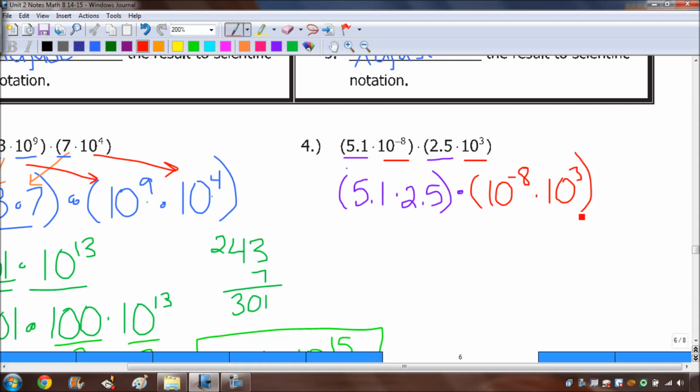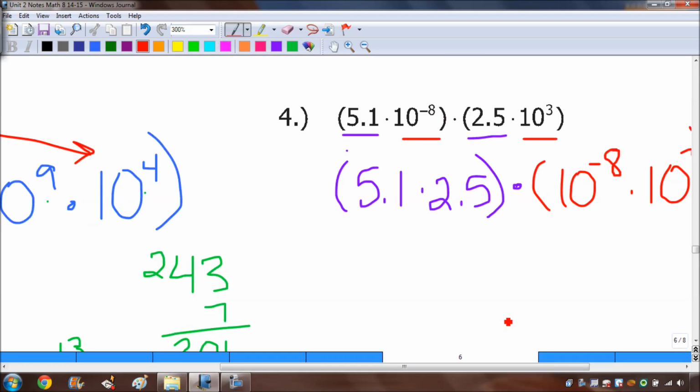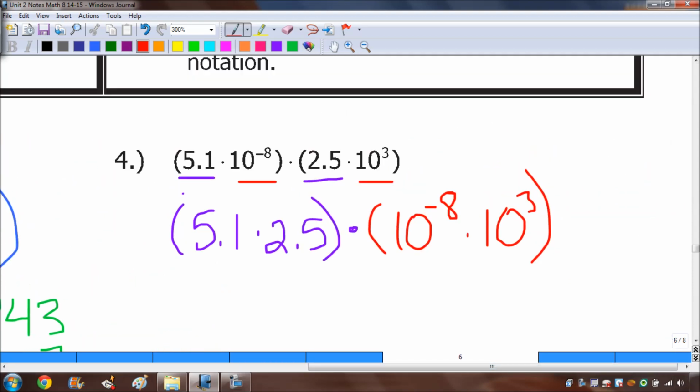Okay, so now I need to figure out what 5.1 times 2.5 is. All right. So when I figure out what 5.1 times 2.5 is, I'm just going to make this a little bit bigger so I have a little bit more room. We have to see how we do with this stuff, with our multiplication. So 5.1 multiplied by 2.5. When you multiply, decimals do not need to line up.